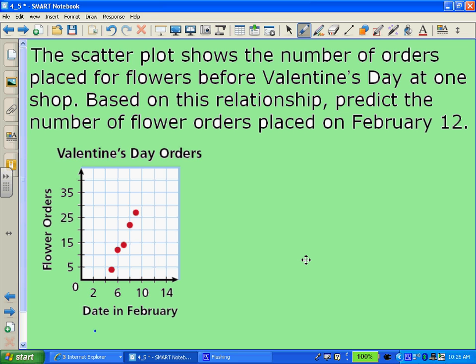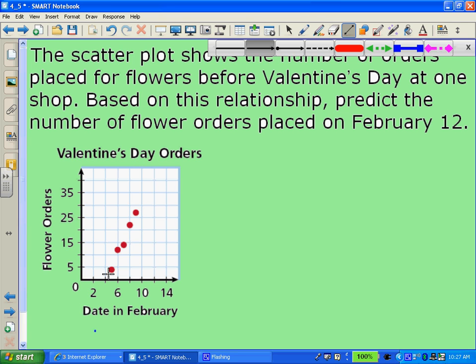So here we have a scatter plot that shows the number of orders placed for flowers before Valentine's Day at one shop. Based on this relationship, predict the number of flower orders placed on February 12th. So, if I look at my graph, what I would do when I draw a trend line is I want to try to make it go through the middle of my data points. It doesn't have to touch every single data point. I just want it to go through the middle.